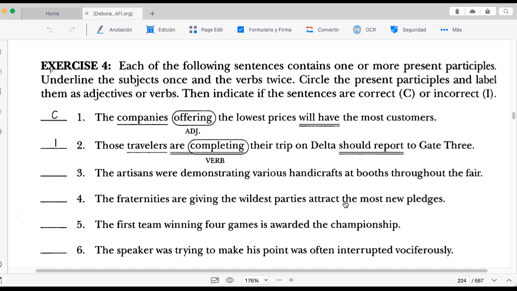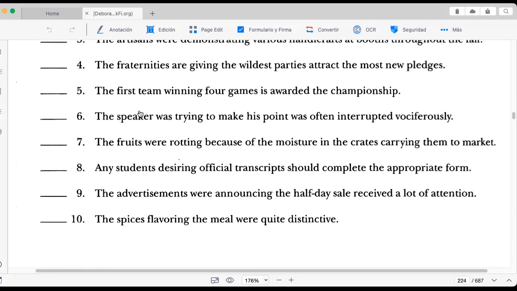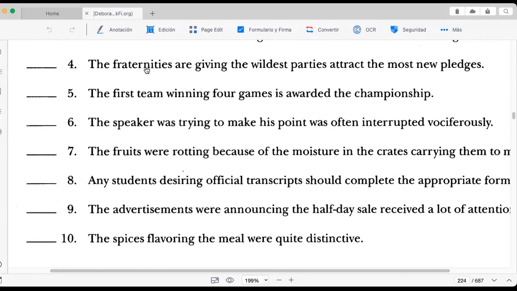Number 5, someone who wants to read it? No? Okay. The first team winning 4 games is awarded the championship. Okay. Show me the subject.